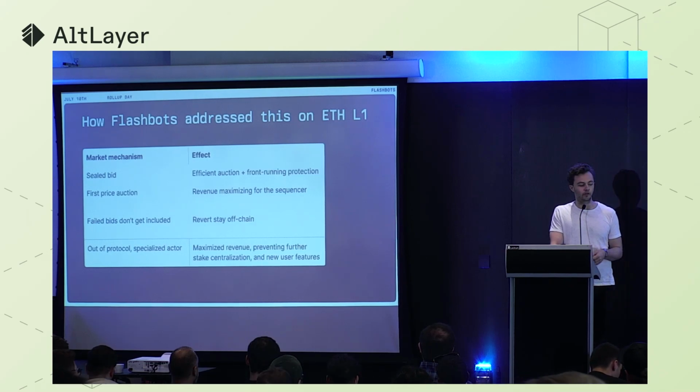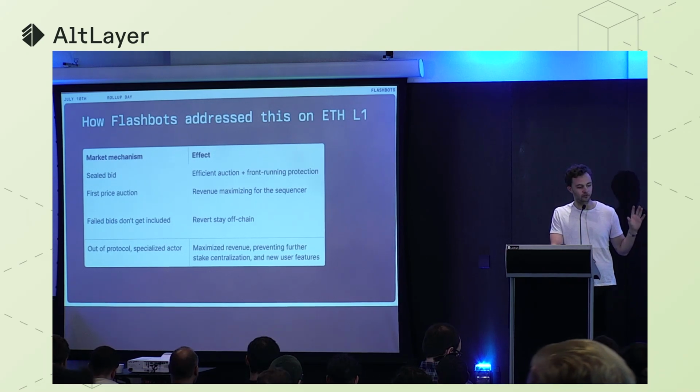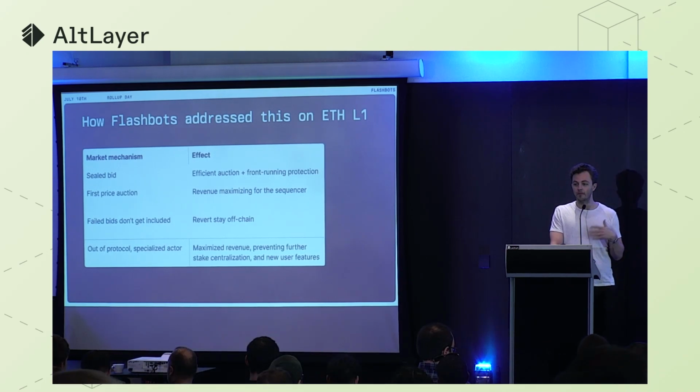And the result of this is that you have this really efficient auction for block space that maximizes revenue for the sequencer, and it frees up gas by keeping reverts of things that don't actually produce any value off-chain through this failed bid protection. And furthermore, you get front-running protection with the sealed bid auction too.